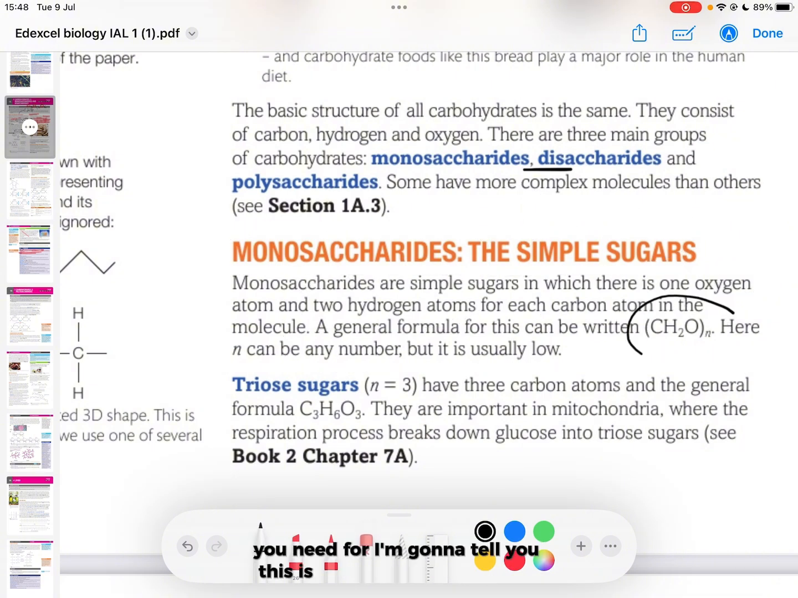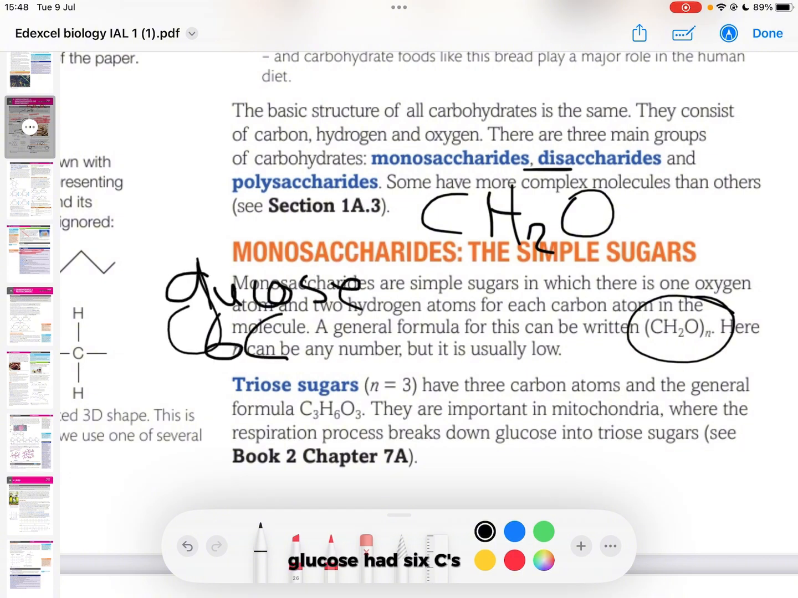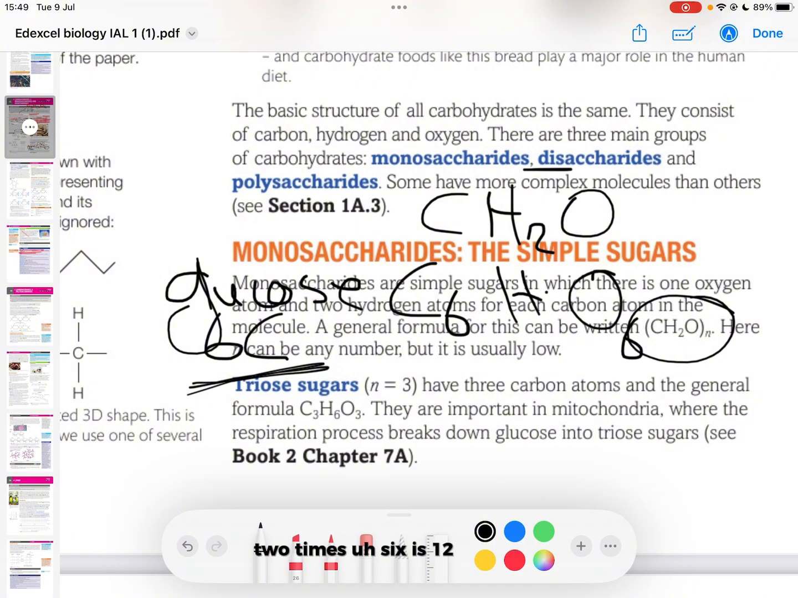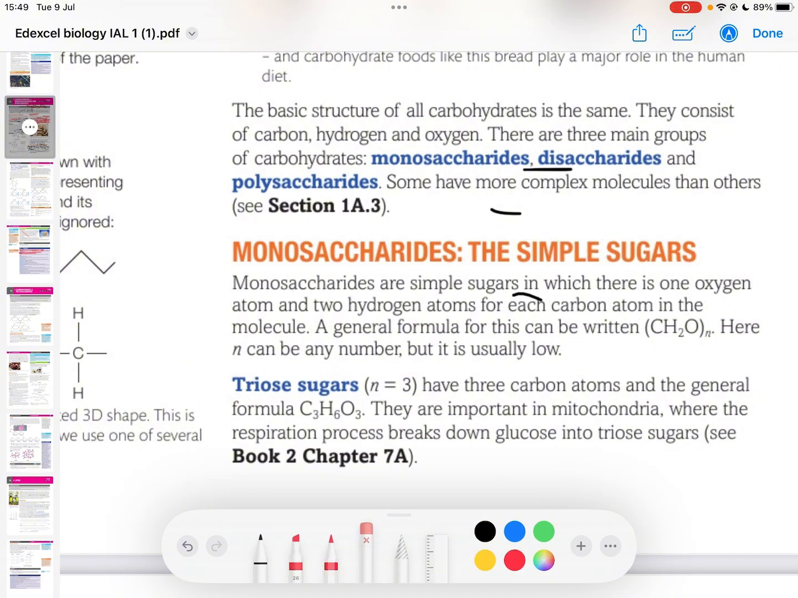I'm going to tell you, this is the basic one, which is CH2O. But for example, let's say we're having glucose. Glucose has 6 C's, right? So you write C6 over here. For O, it's the same number, so 6. 2 times 6 is 12, so this is the glucose formula, C6H12O6. Okay.